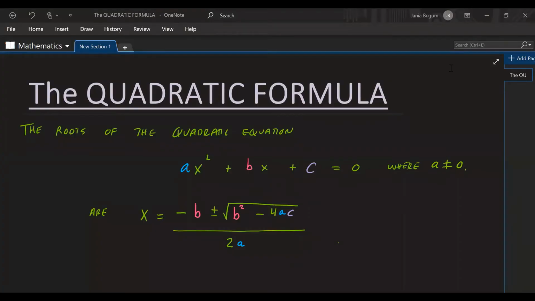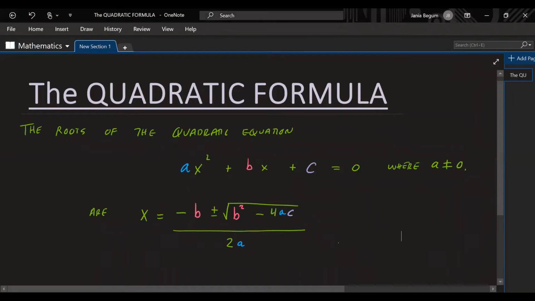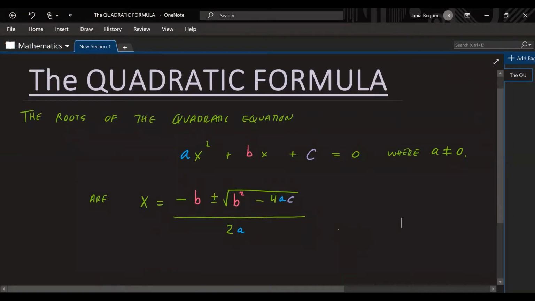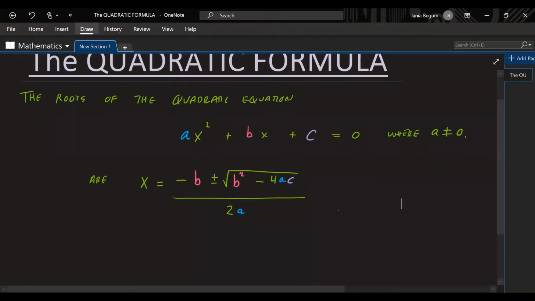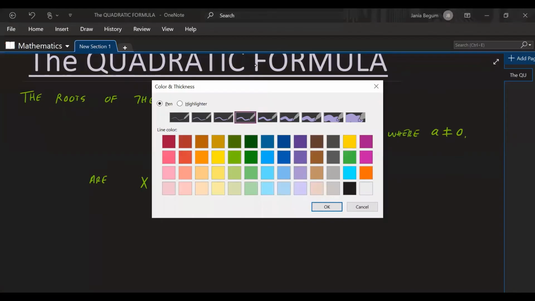So here's the quadratic formula. Let's see what it is. The root of the quadratic equation ax squared plus bx plus c is equal to 0, where a is not 0, are x equals negative b plus and minus square root of b squared minus 4ac all over 2a. So a, b, c represent coefficients. Now let's prove this formula and see where this is really coming from.